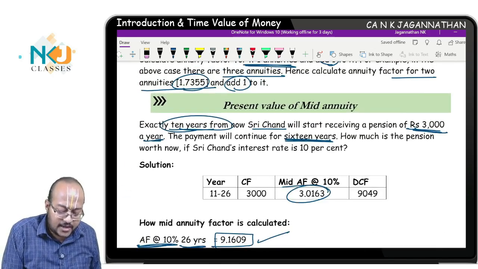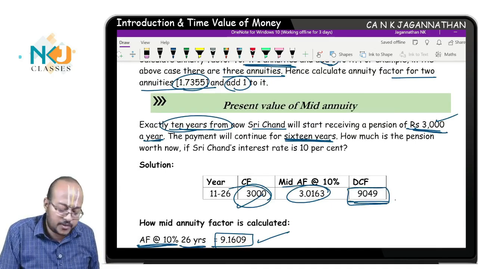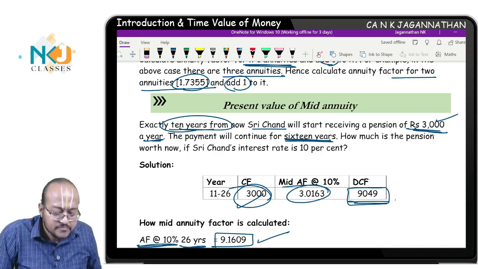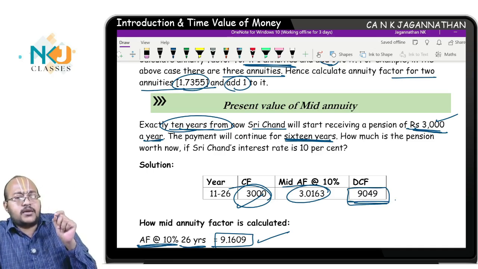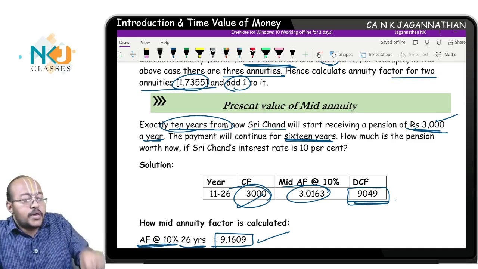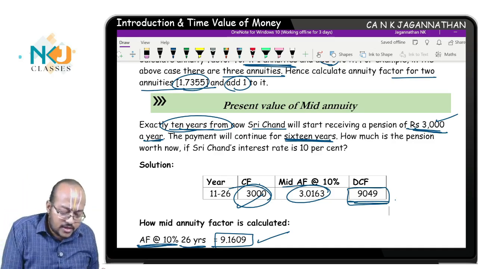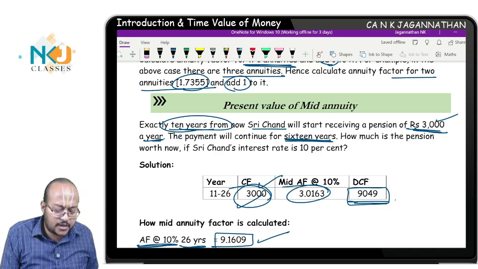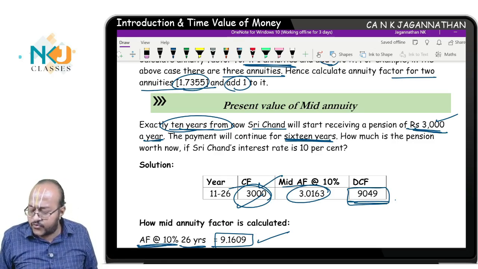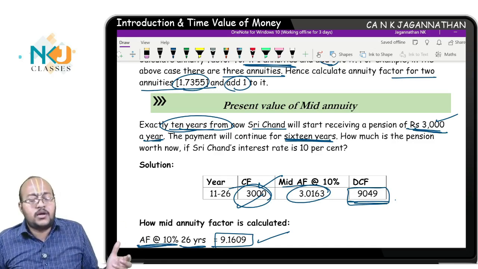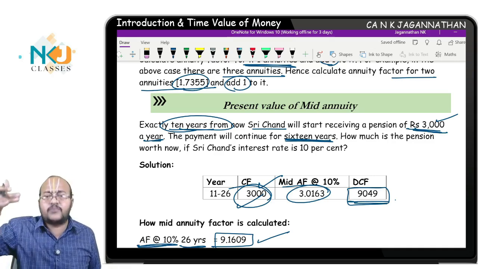If you use this annuity factor and multiply it with the annuity given, 3,000, you will get 9,049 rupees. What is the understanding now? Very simple. The value of the cash which you are going to receive from year 11 to year 26, in today's terms, is 9,049. Are you understanding? The 3,000 rupees you are getting from year 11 to 26, now 15 years, correct? 3,000 into 15 is 45,000. Collectively it is 45,000, received over the period from the 11th to the 26th year.